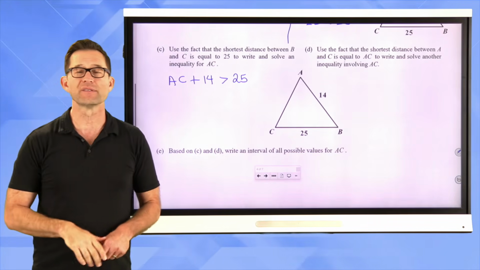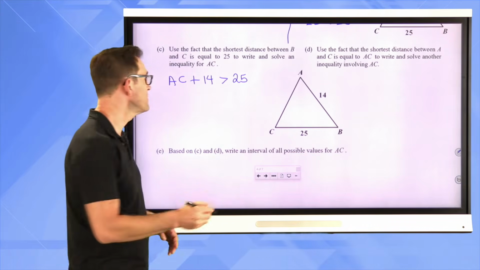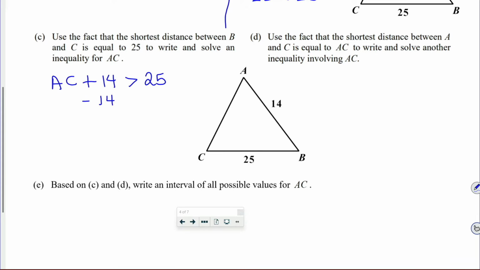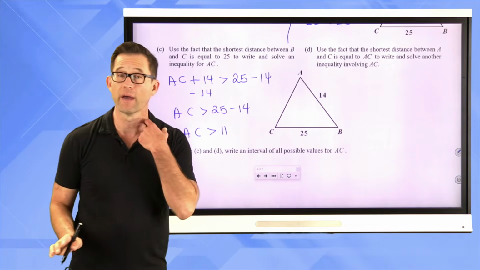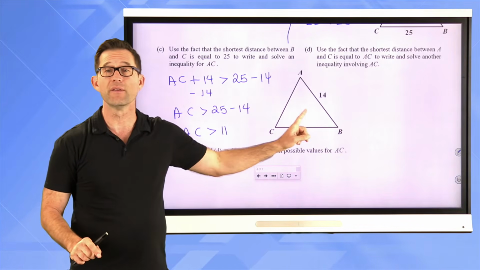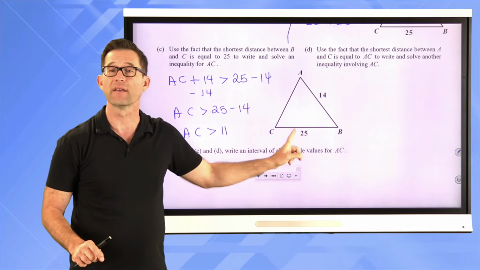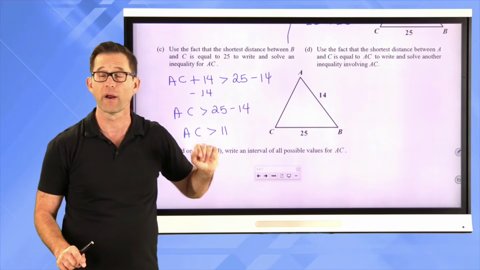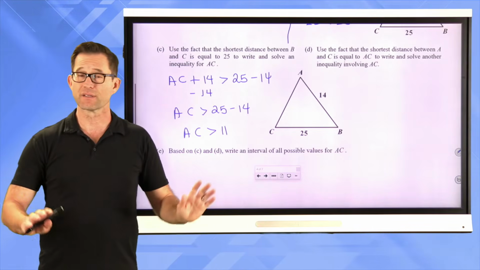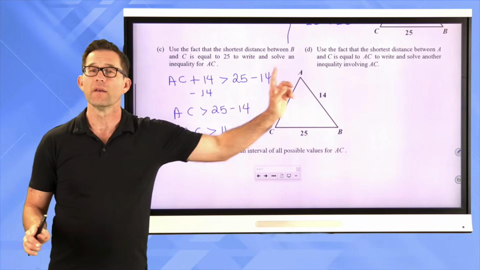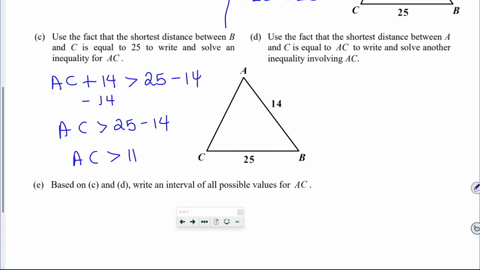But now this is about the simplest inequality you can possibly solve. I'm going to subtract 14 from both sides, and I'll get AC must be greater than 25 minus 14, so AC must be greater than 11. It can't even be equal to 11, right? Because if it was equal to 11, then of course those two sides would add together to be 25. All right, so whatever AC is, it's got to be greater than 11. Now let's take a look at letter D.